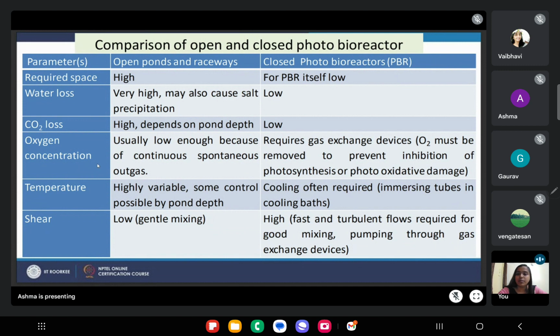Next is shear. In an open system, low or gentle mixing is done, but in a closed photobioreactor, fast and turbulent flow is required for good mixing, because we need to mix the microalgae with the nutrient feed we are providing. So there can be a lot of shear in the closed photobioreactor due to vigorous mixing or pumping.